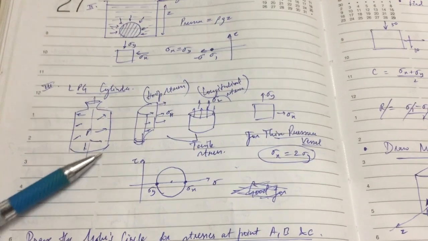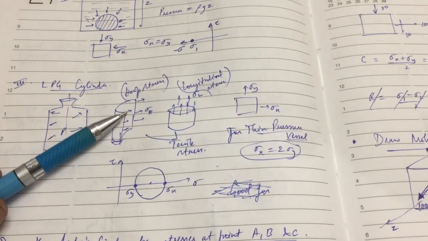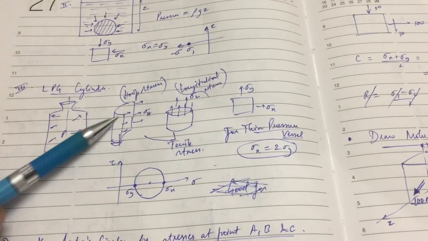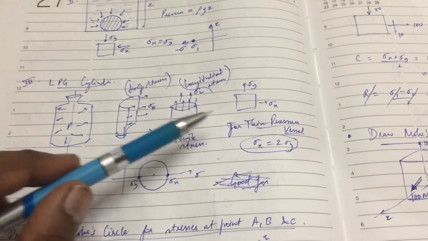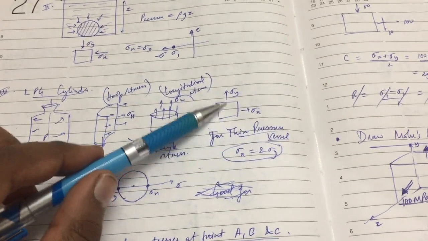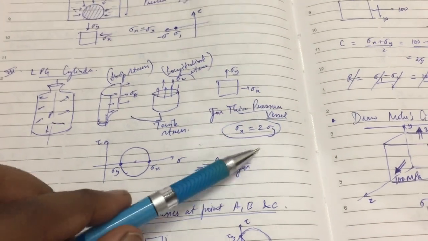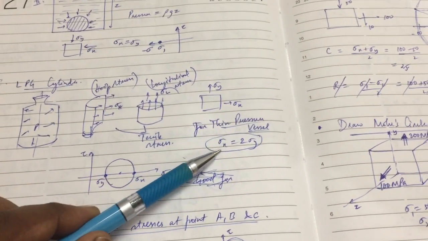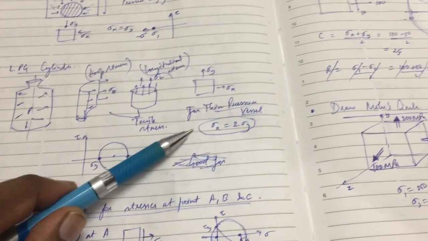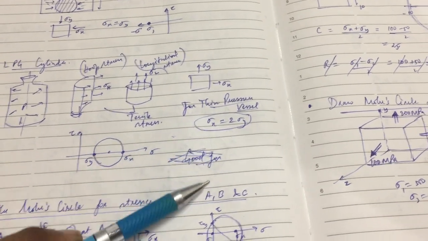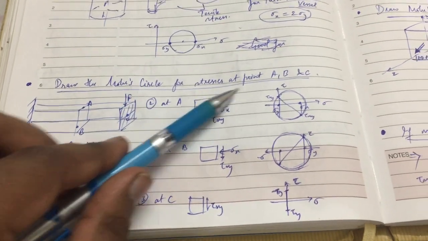And if you have an LPG cylinder, there is internal stress. In this there will be two kinds of stresses, that is hoop stress and longitudinal stress. Hoop stress is along the circumference and the longitudinal stress is along the length. In this case we will have such a stress outward, and for such a stress case we have a Mohr circle like this. And for thin pressure vessels, sigma x is equal to twice sigma y. Okay. Then draw the Mohr circle for the stresses at points A, B, C.